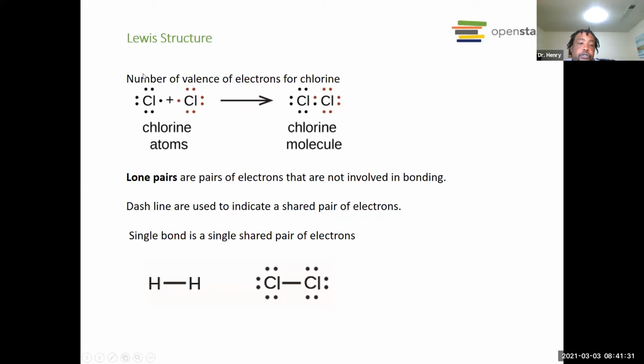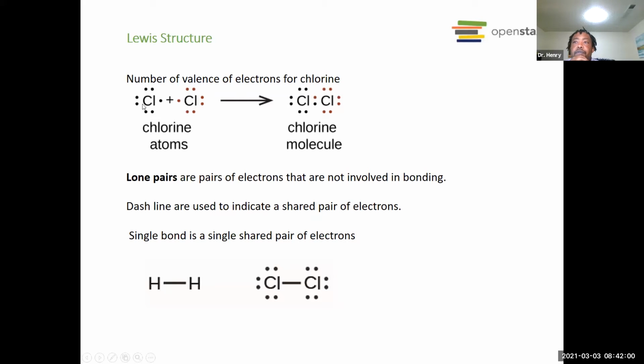So Lewis dot structures are primarily used when we're talking about sharing electrons. Because ionic compounds are about give and take. One is just going to give it up completely to the other one. So we can use it for that, but it doesn't really help clarity. But in the case of covalent bonding, where you're sharing electrons, we use Lewis dot structures quite a bit. And remember, the goal of all elements is to be stable, right?